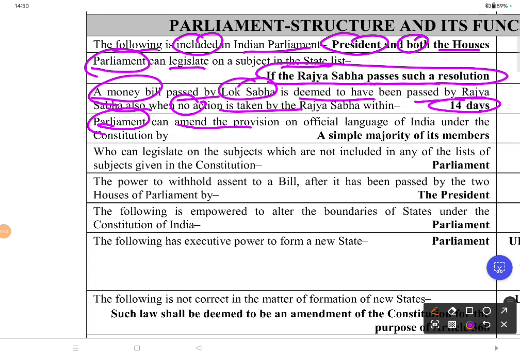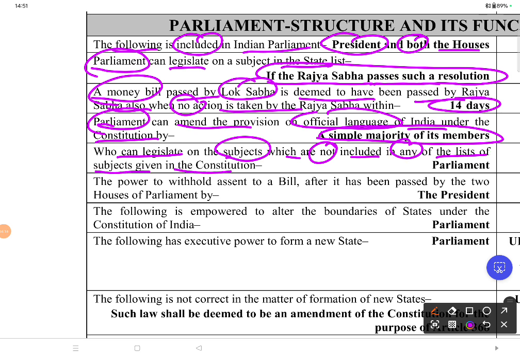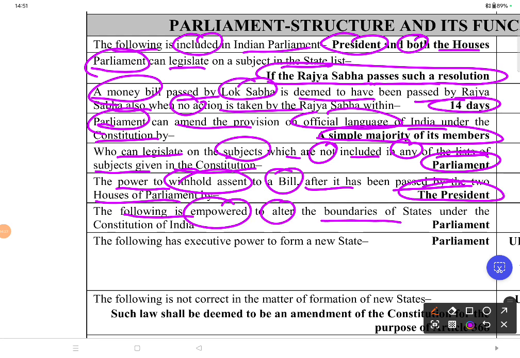Parliament can amend the provisions on official language of India under the Constitution by a simple majority of its members. Who can legislate on the subjects which are not included in any of the lists of subjects given in the Constitution? Parliament. The power to withhold assent to a bill after it has been passed by the 2 houses of Parliament belongs to the President. The following is empowered to alter the boundaries of states under the Constitution of India: Parliament. The following has the power to form a new state: Parliament.